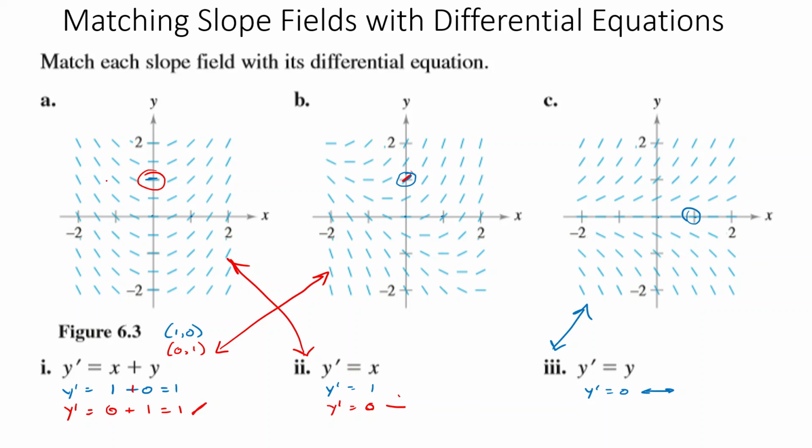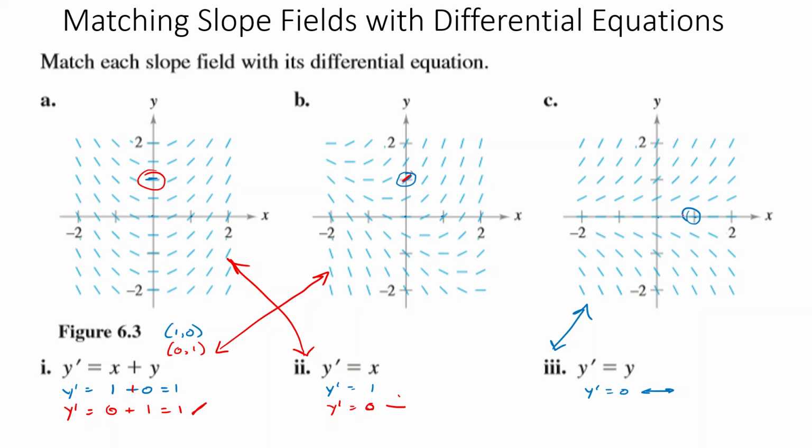Oftentimes it's just good to look at one of the axes. And if the axes don't work, you just pick some other points like 1, 1, or just go straight up and down from 1. Like these guys, they're all the same slope at x equals 1. So that means the y must not be part of the equation. And if you look over here, all the same slope at x equals 1, the y is not part of the equation.